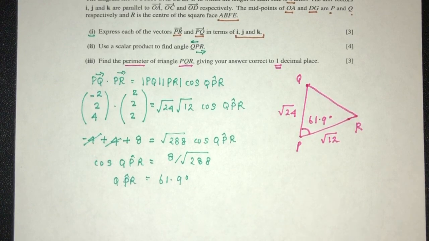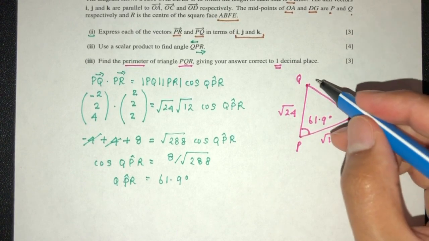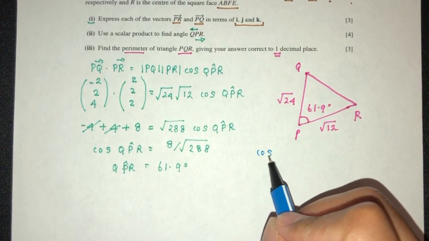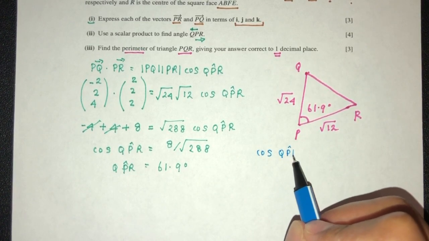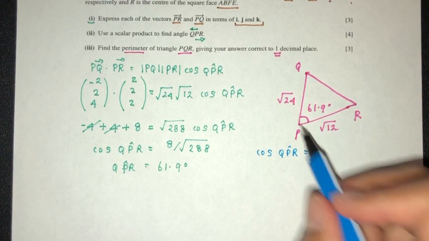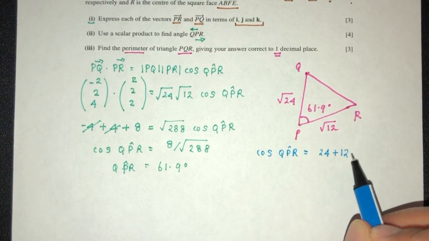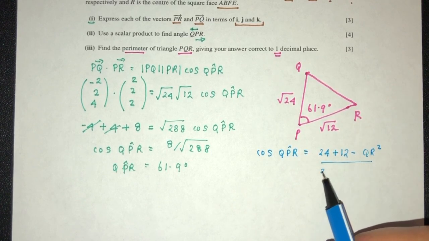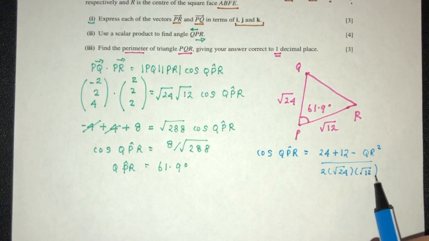Right, now we just need to find the length of QR. Now as you can see, we have a triangle. We know the two sides. We know the angle in between. We want to find the third side. We can use the cosine rule. So cosine of the angle QPR has to be equal to the squares of those two, that should be 24 plus 12 minus QR square divided by 2 times root of 24 times 12.